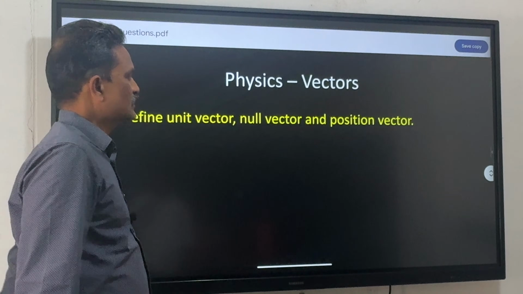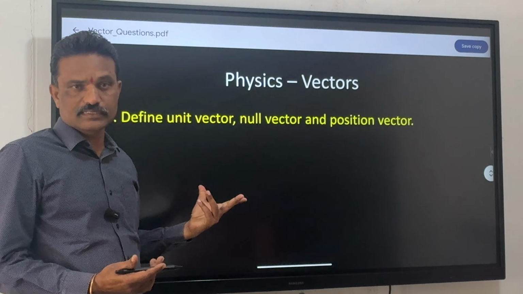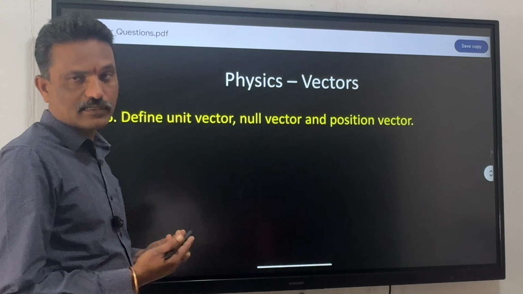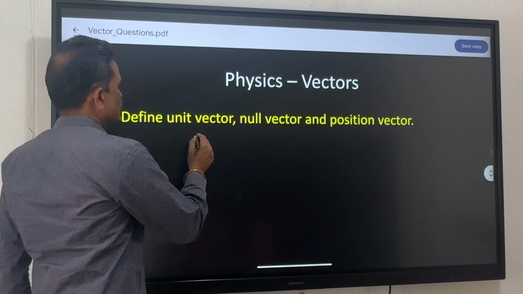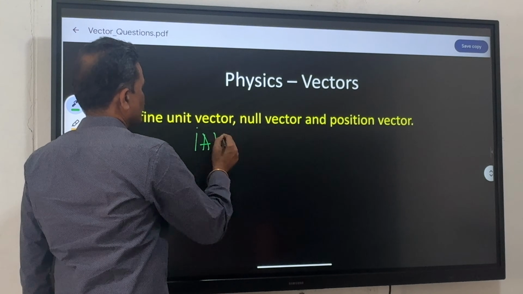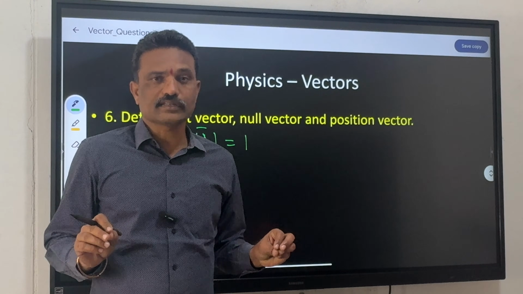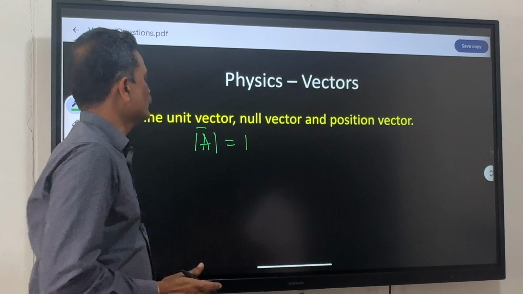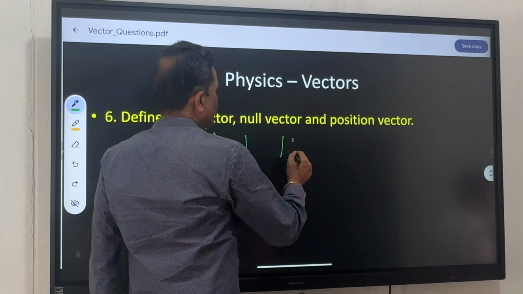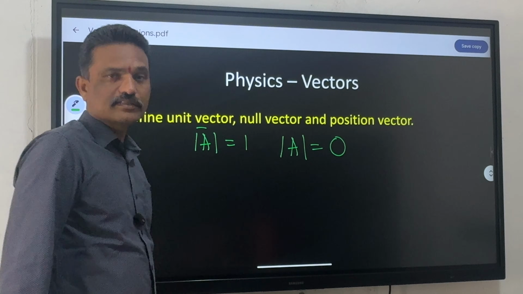Define unit vector, null vector and position vector. These are the three simple definitions. If you define, you will get 4 marks. What do you mean by a unit vector? A vector whose magnitude is 1 is called unit vector. If the magnitude of a given vector is equal to 1, then that is called as a unit vector. That's all. What do you mean by a null vector? If the magnitude of a vector is 0, that is called null vector.